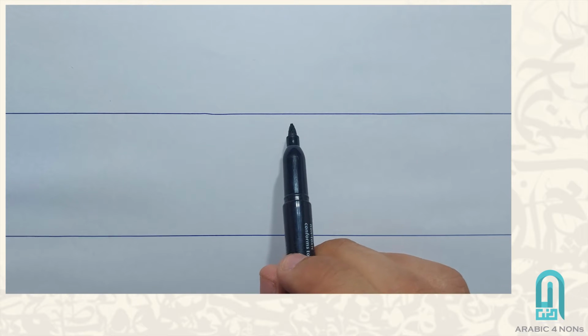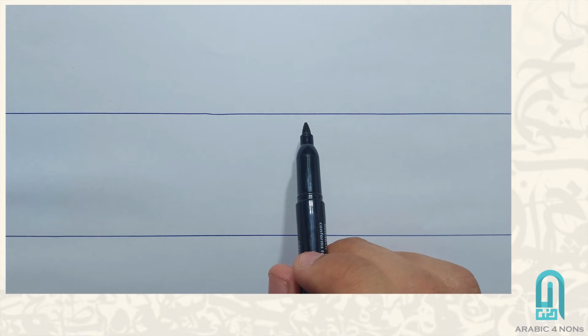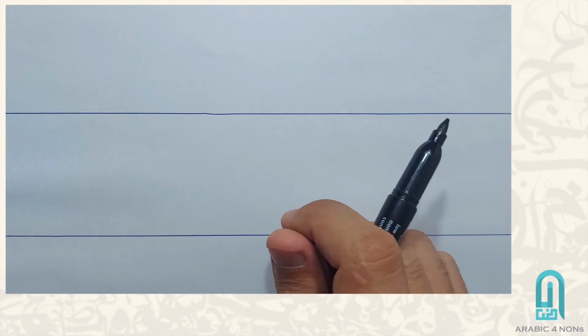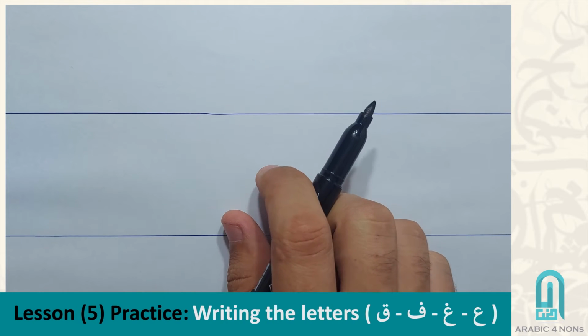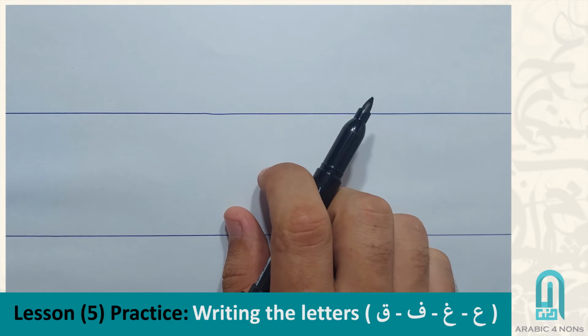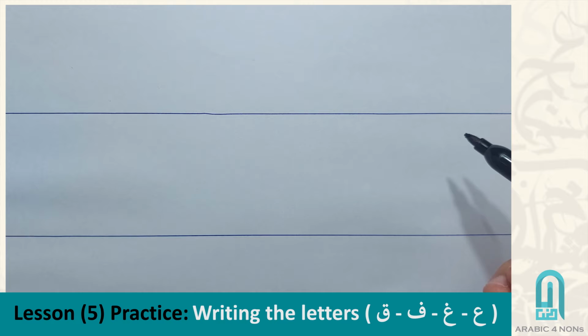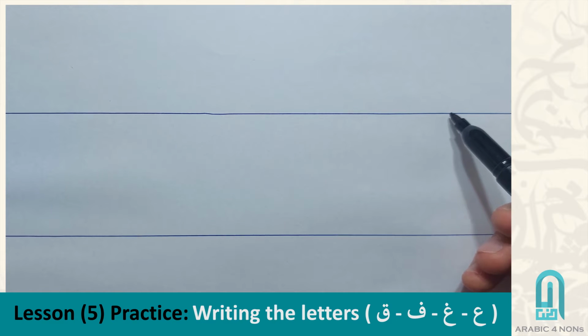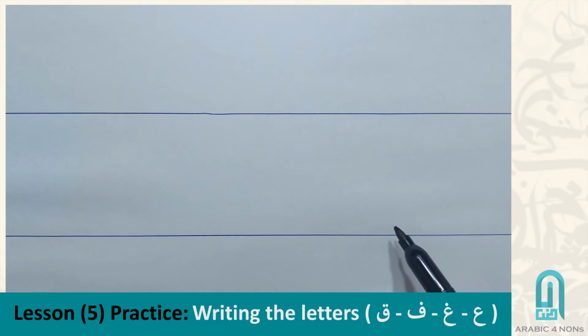Welcome back. This is practice number 5 of the first course, Alphabet and Pronunciation. Today we have the 2 groups we covered in lesson number 5 in this course. The first group, we will be having the starting point a little up the line.